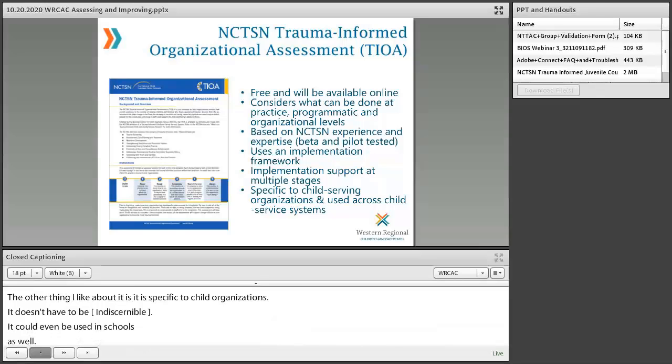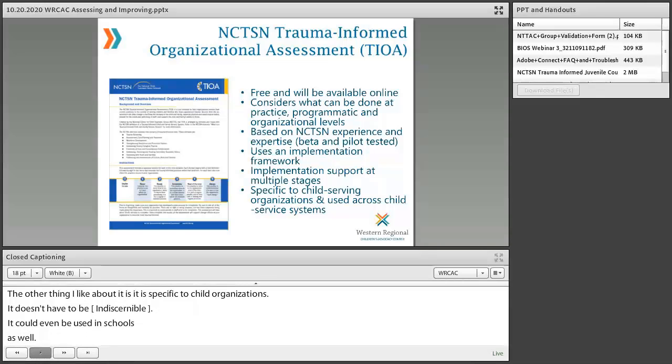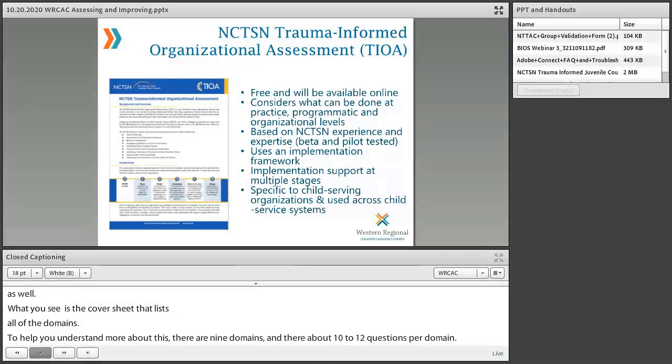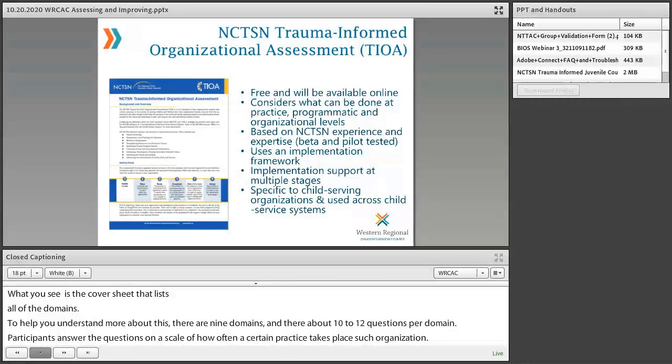So it lists all the domains. I know it's really hard to see, so I'm going to show you those on the next slide. But just to help you understand a little bit more about the survey, there's 9 domains. And there's about 10 to 12 questions per domain. And participants answer those questions on the Likert scale of how often a certain practice takes place at your organization. So the question will be, the agency screens for trauma. And the answer would be, 1, never, 2, rarely, 3, sometimes, 4, most of the time, 5, always.